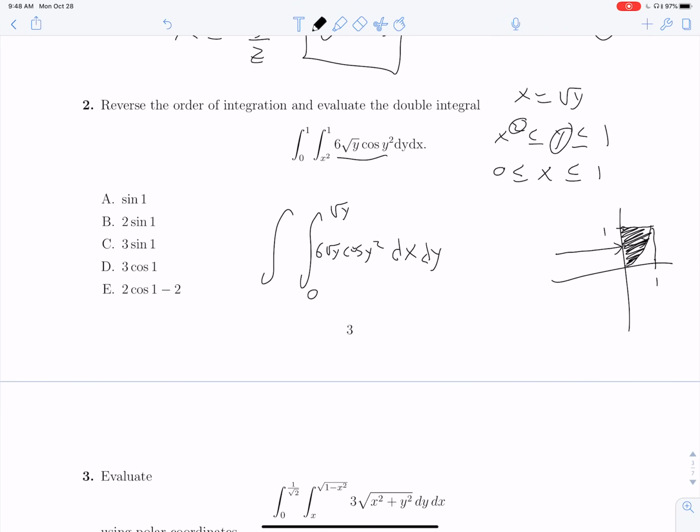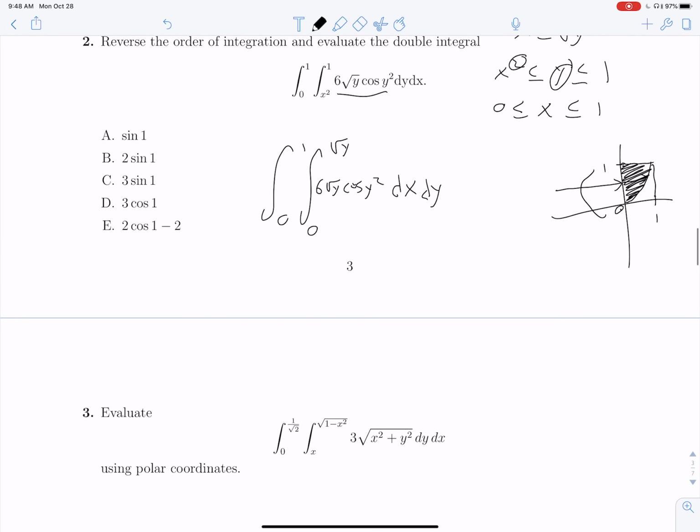And then for our outside bounds, often they stay the same, but don't assume that they stay the same because some of the time they don't. So for our y, we're just looking for our extreme value, so y actually just runs from 0 to 1, so we can plug that in.